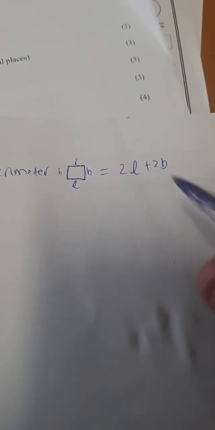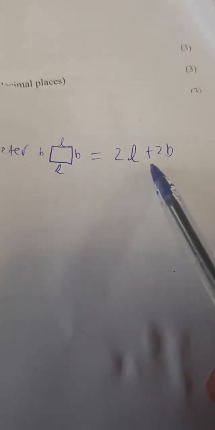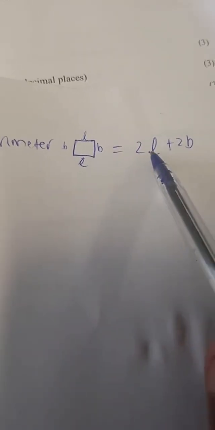Guys, the perimeter of a rectangle is actually equal to 2 lengths, because there are 2 lengths in your rectangle, plus 2 breadths, because you have two breadths in your rectangle. So if you add these together, you should get the total distance around this rectangle. So that is the perimeter formula for a rectangle. It's two lengths plus two breadths.